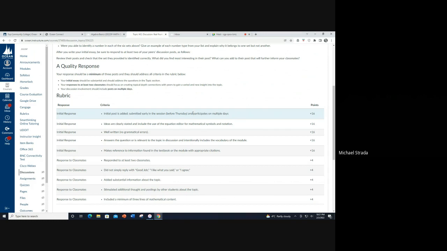So you need to include the types of numbers and define them, and how you classify it as a natural number, what's true about it. Make reference to information found in the textbook or the module with appropriate citations.